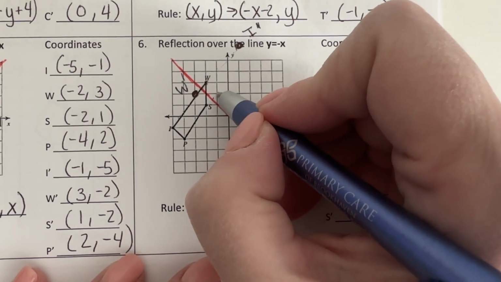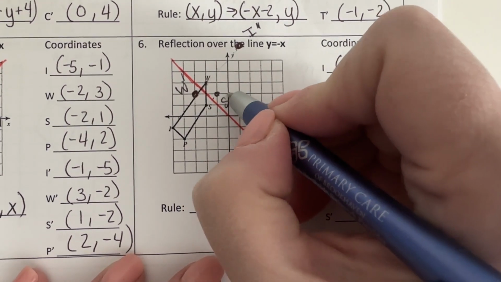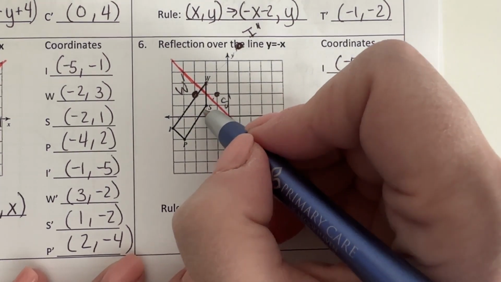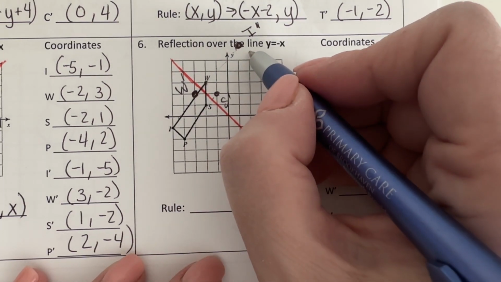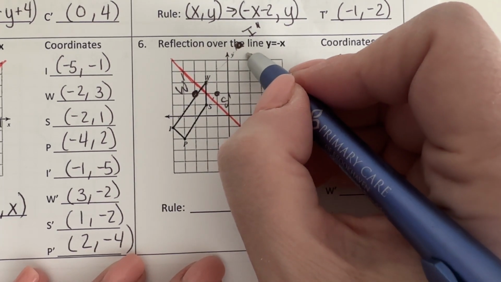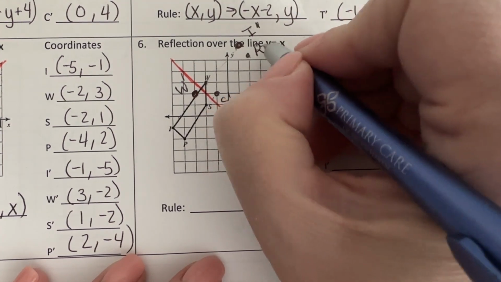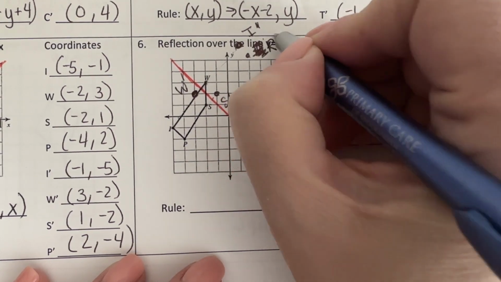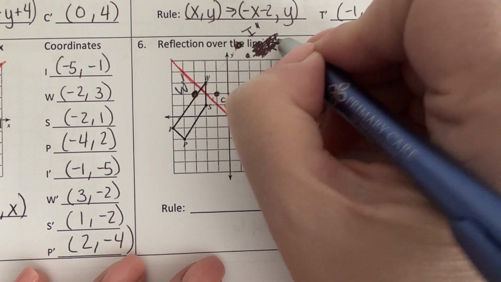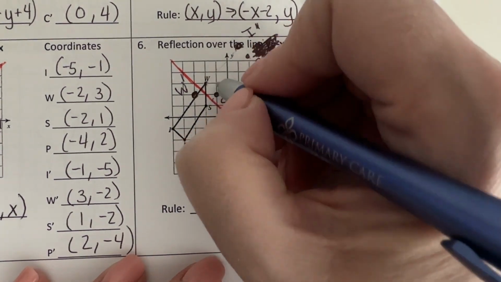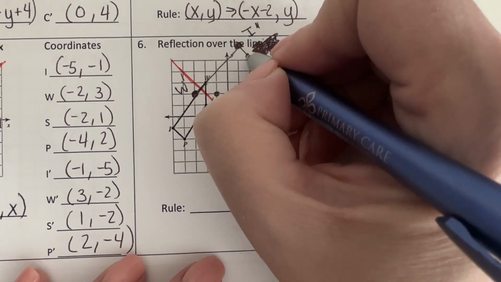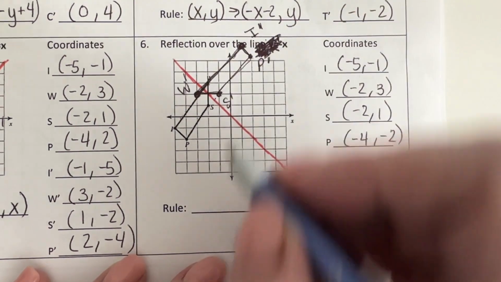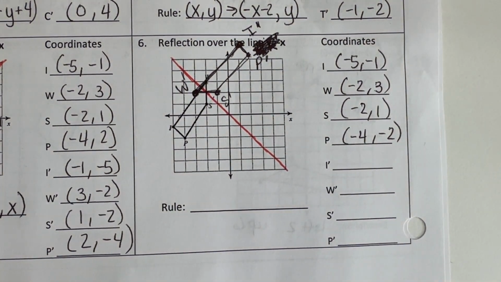S is pretty easy to do. S goes over here. And my P isn't too bad. I can just run it over here. It comes in right about here. Okay, so let's connect everything up. Oh, I think I went a little too far over that way. So we'll take a look at it when we actually get the points.